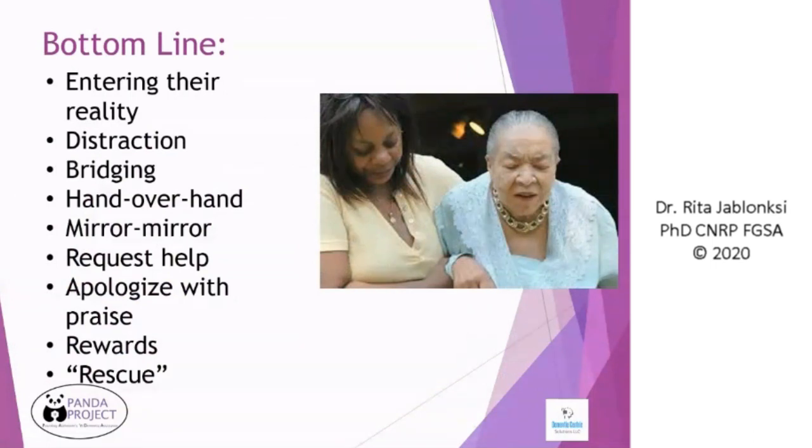In this video, I offered some different ways to handle care refusals and resistance. Some, like entering their reality, we talked about in another video. I also discussed distraction, bridging, where you have the older adult hold an object related to the care activity you are doing, hand over hand, mirror, mirror, requesting help, apologizing with praise, using rewards, and having someone rescue the older adult. I have used all of these techniques in my work with persons with dementia.